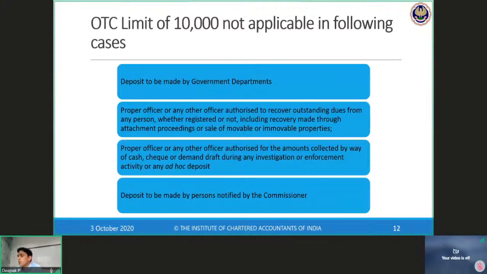Sir, if I made a payment through online mode and due to some technical issue the CIN was not generated, but the payment has been debited from my bank account, then what should I do?